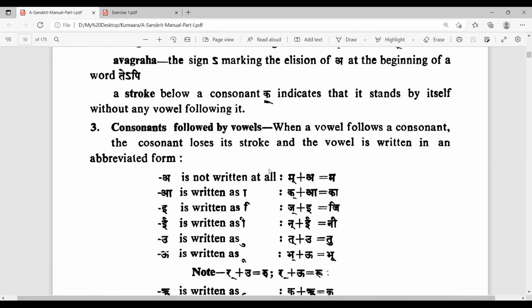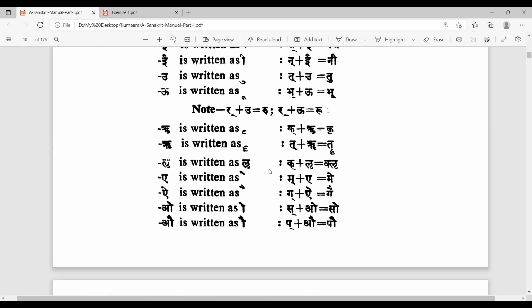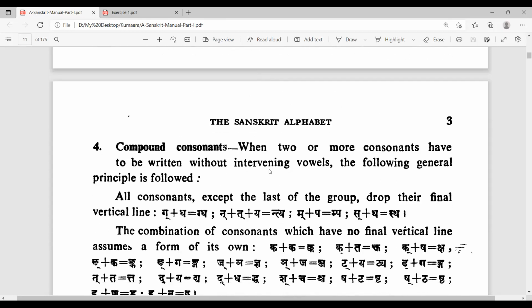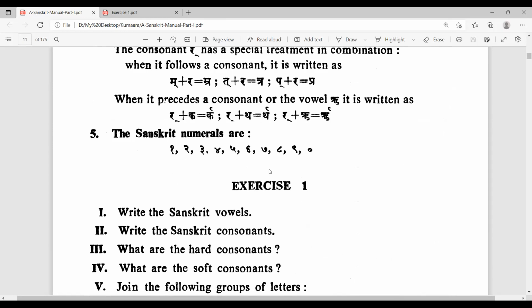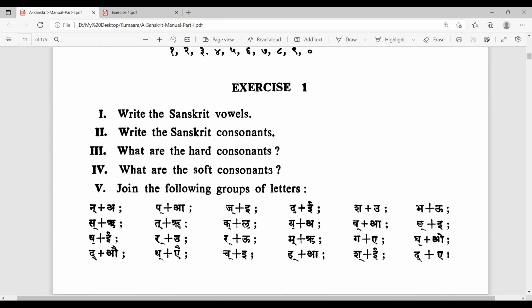Then Vyanjanam, consonant, is Melanam. Then compound consonants, otherwise called conjunct consonants. When two or more consonants have to be written without any vowels, then it is called compound consonants. Then Sanskrit numerals. Write the Sanskrit vowels.